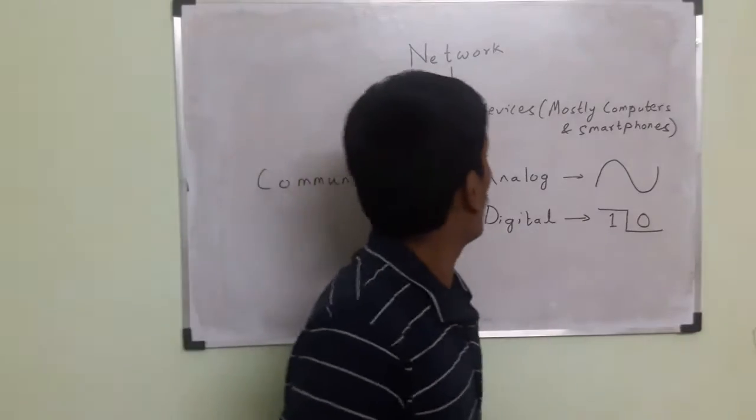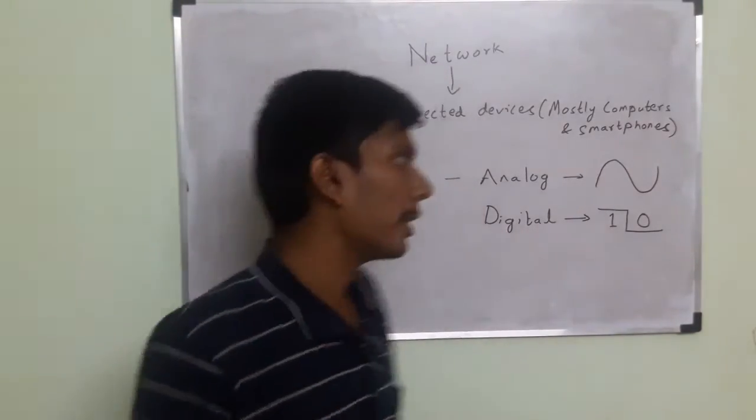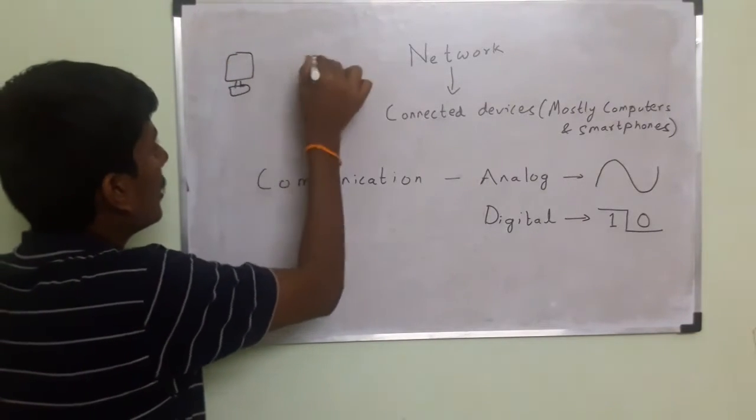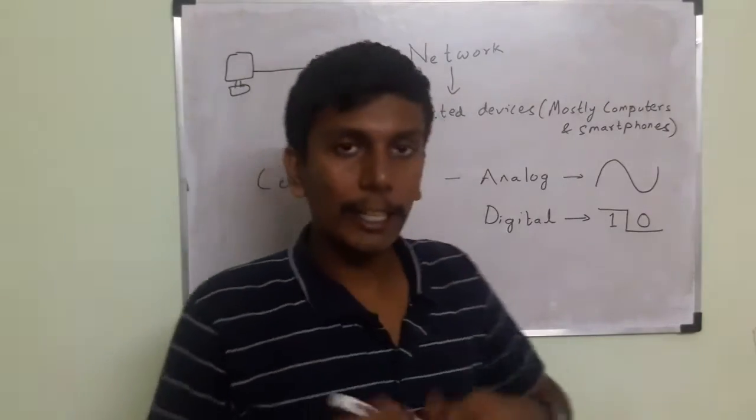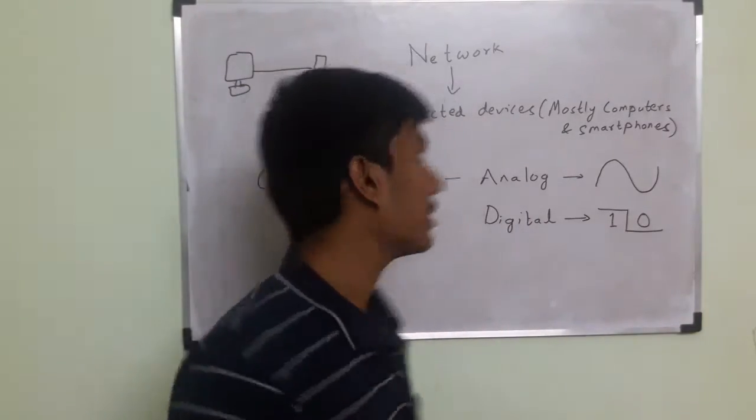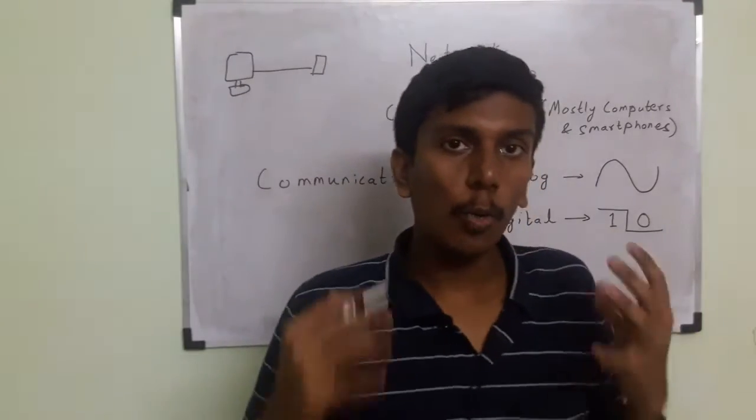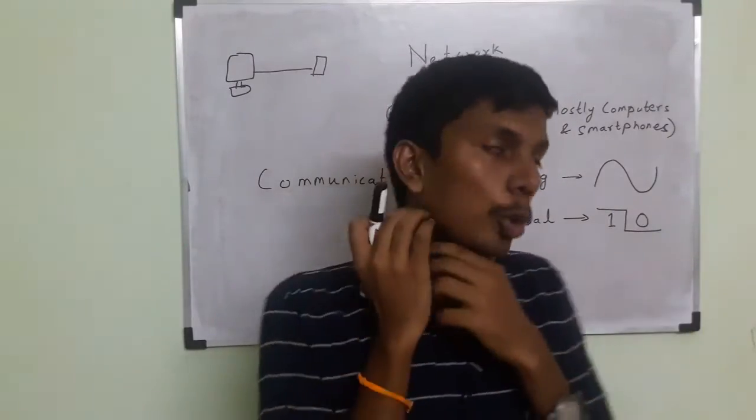Okay, now a network consists of devices which are connected together. Let's say my computer is connected with my smartphone. Now we have created a network which comprises two devices, my computer and my smartphone. Why do we need a network? We need a network to establish communication between two devices.